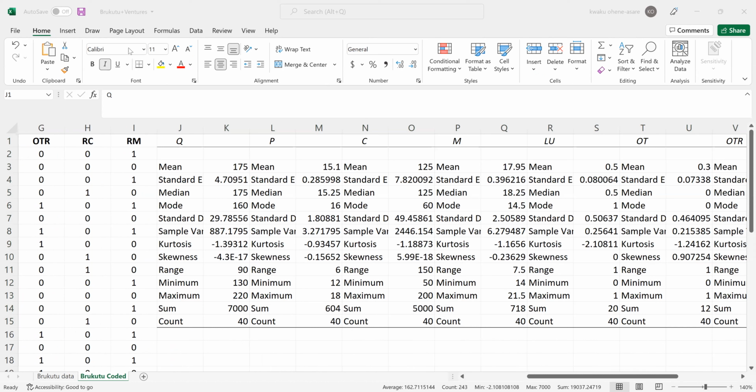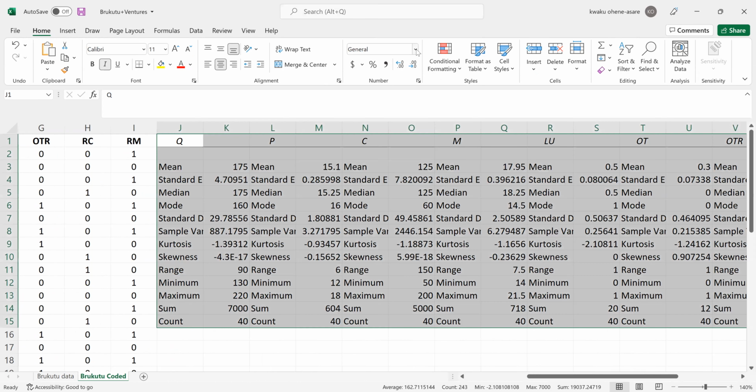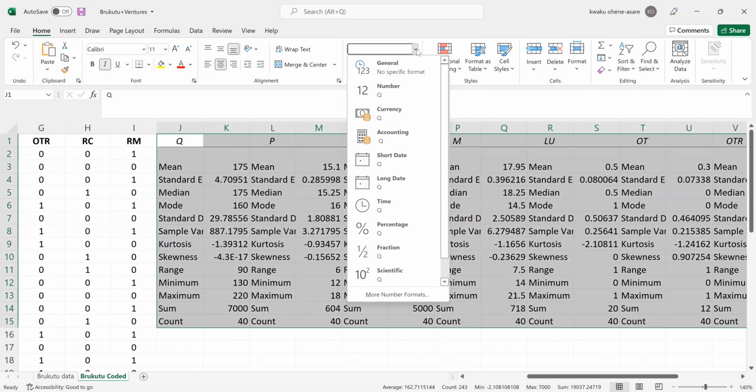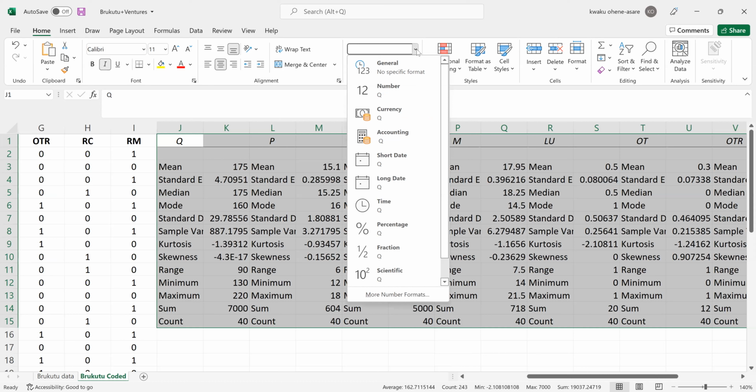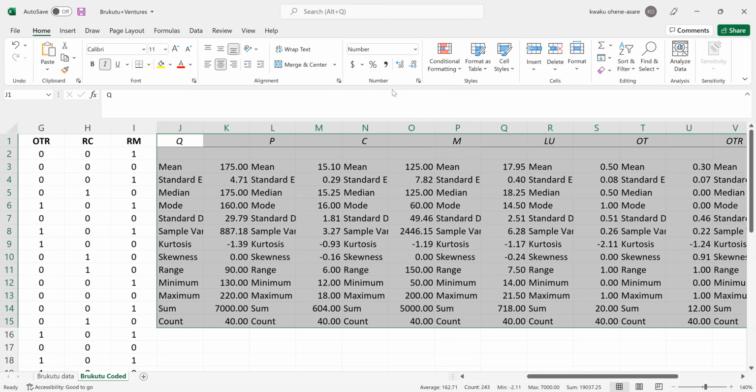Go to the Home tab. After clicking the Home tab, you will see General in the middle. You see a link called General, which is under the Home tab, just after Wrap Text and Merge Center. Click on that, select Number instead of General. The essence of that is to convert all of them to 2 decimal places. So once you click Number, all the numbers convert to 2 decimal places.